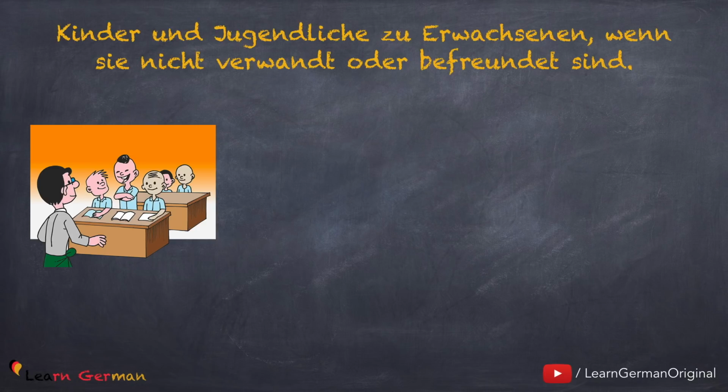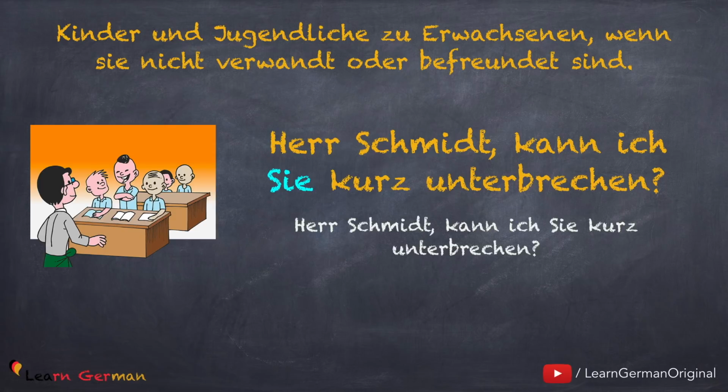Kinder und Jugendliche sagen zu Erwachsenen Sie, wenn sie nicht verwandt oder befreundet sind. Zum Beispiel Lehrer und Schüler. That means children and teenagers always address adults with Sie if they are not friends or related. For example, a teacher and her pupils. Here's an example. Herr Schmidt, kann ich Sie kurz unterbrechen?